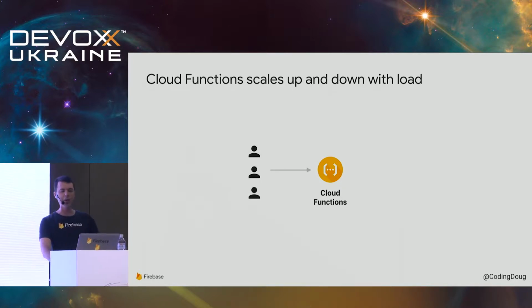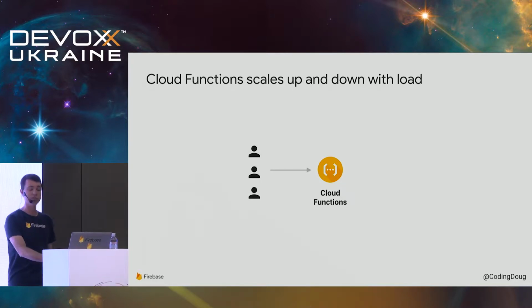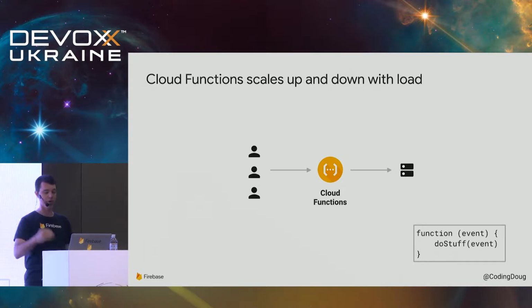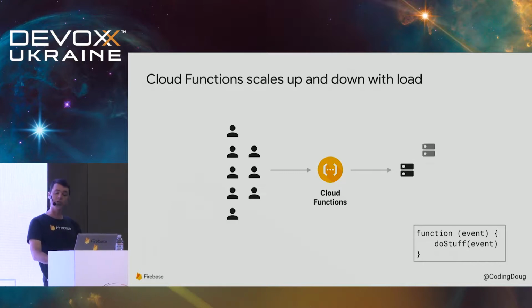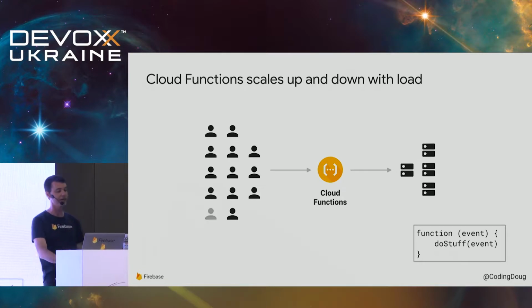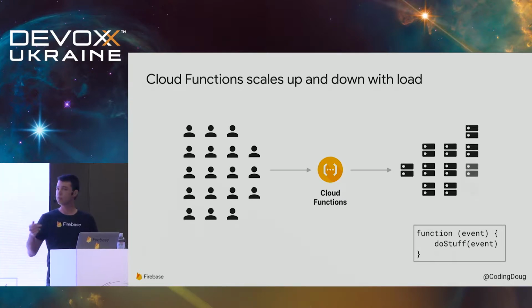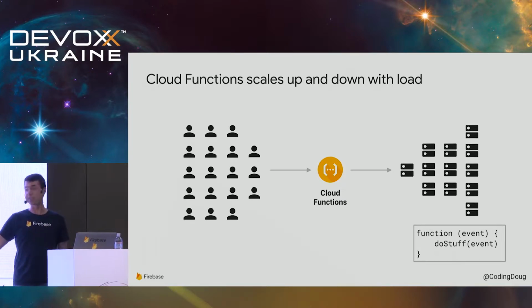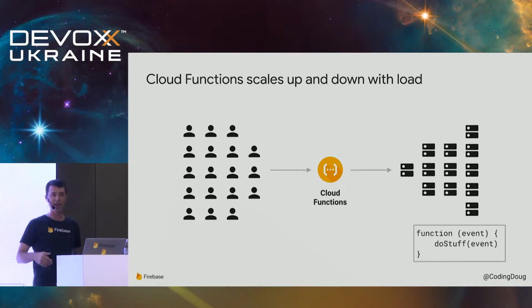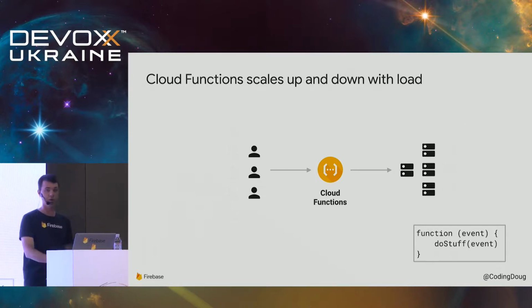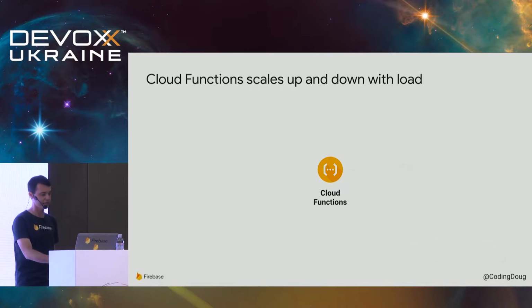Cloud Functions scales up and down with load. So as you have users hitting your function, Cloud Functions will instantiate a server instance for you automatically. You don't see it, but you know about it because your functions run. And as you get more and more users, more and more server instances are allocated. This keeps going as long as you need it to scale up. And I believe with Cloud Functions, you get up to 1,000 server instances per function. So if you write one function, you can have it running concurrently in 1,000 different server instances. And as your users leave the app, the system will automatically scale down to 0. And you pay nothing, again, if you're not running any functions.